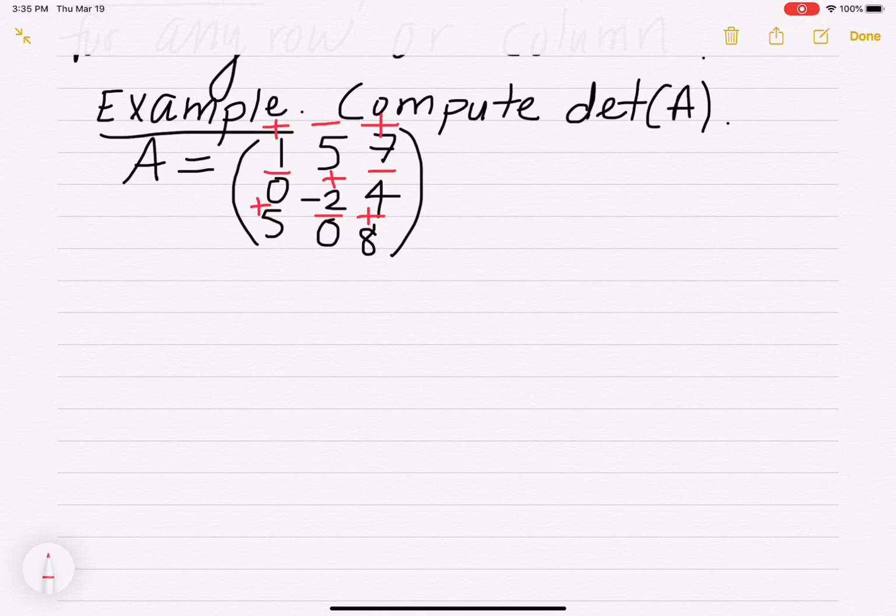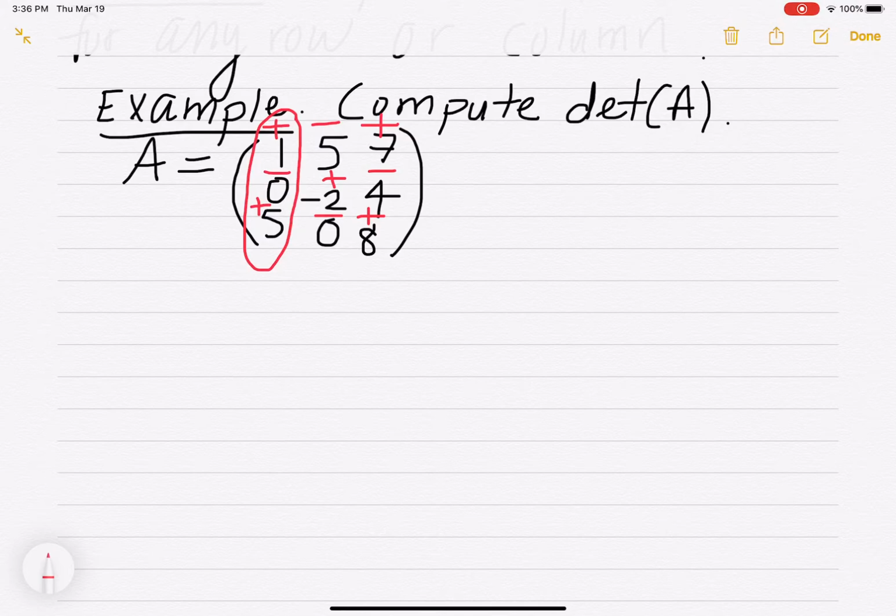Now, the question is, which row or column would you want to expand across? It turns out it's really nice if you expand across the second row, because there's a 0 in it, it's going to make your calculations easy. Or you could go across the third row, because there's a 0 in it. Or you could expand across the first column, because the first column has a 0 in it. I'm going to decide to expand across the first column, because we haven't done a column yet.